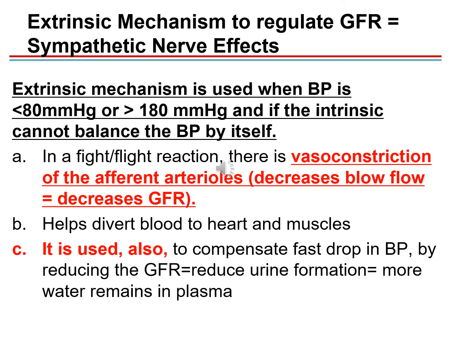But this extrinsic mechanism is also used to compensate a fast drop in blood pressure. How is it helping? Because it produces vasoconstriction. In that clinical scenario where the blood pressure is reduced drastically, the afferent arteriole is vasoconstricted, and when it is, it reduces the urine formation. Reducing the urine formation allows us to retain more water. More water in plasma increases the blood pressure.